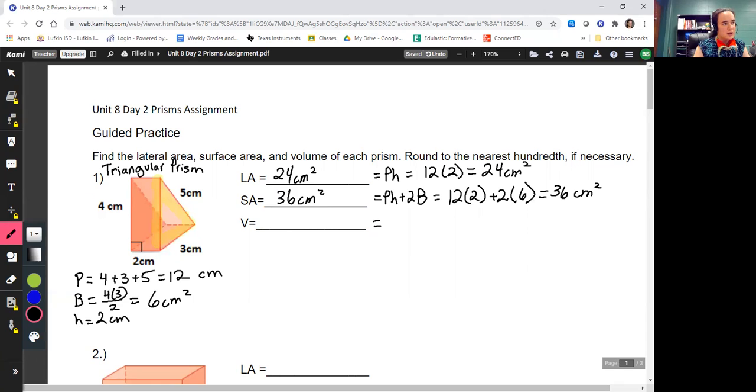And then we need to find our volume for our prism. Our formula for volume for a prism is area of the base times the height. Our area for the base is 6 times our height, which is 2. And that gets us 12 centimeters cubed.